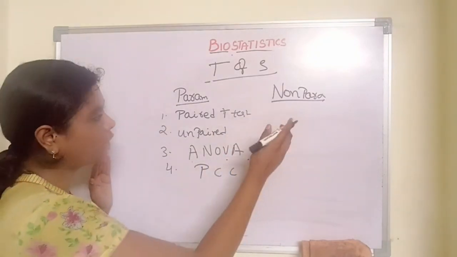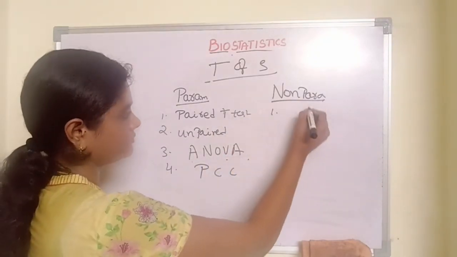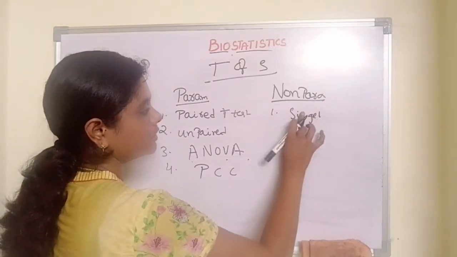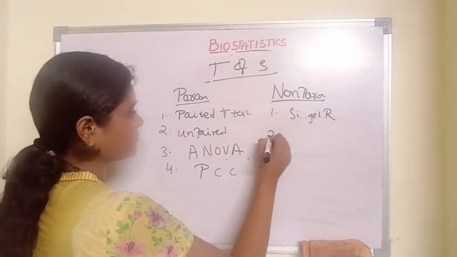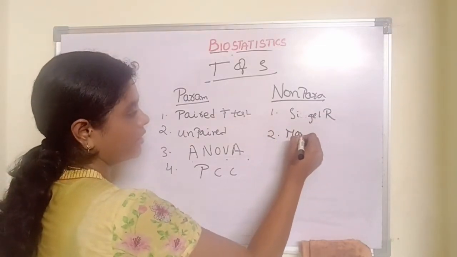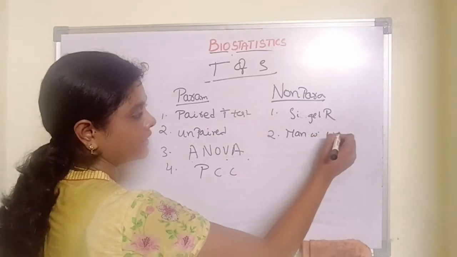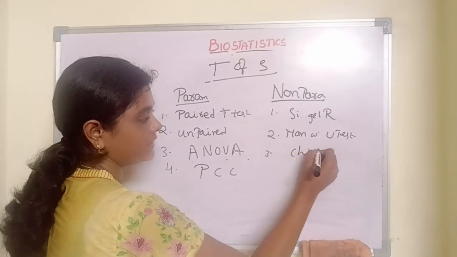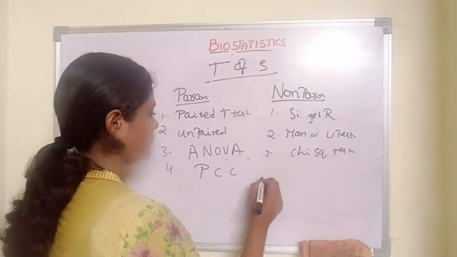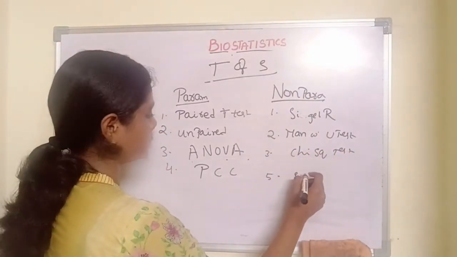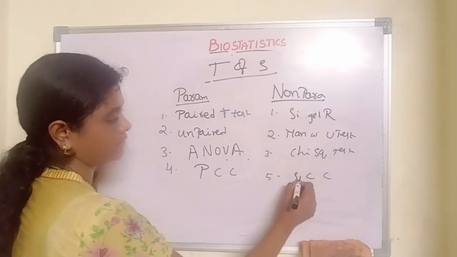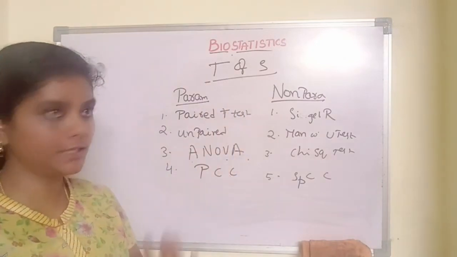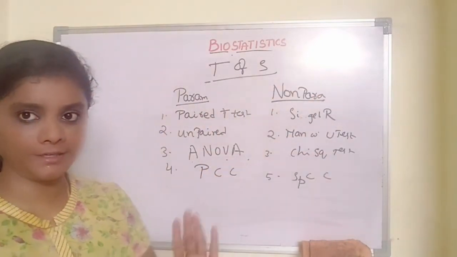When it comes to non-parametric tests, we have the signed rank test, Mann-Whitney U-test, and then we have the chi-square test. Then we have Spearman's correlation coefficient. Okay. So now we have some important parametric and non-parametric tests.